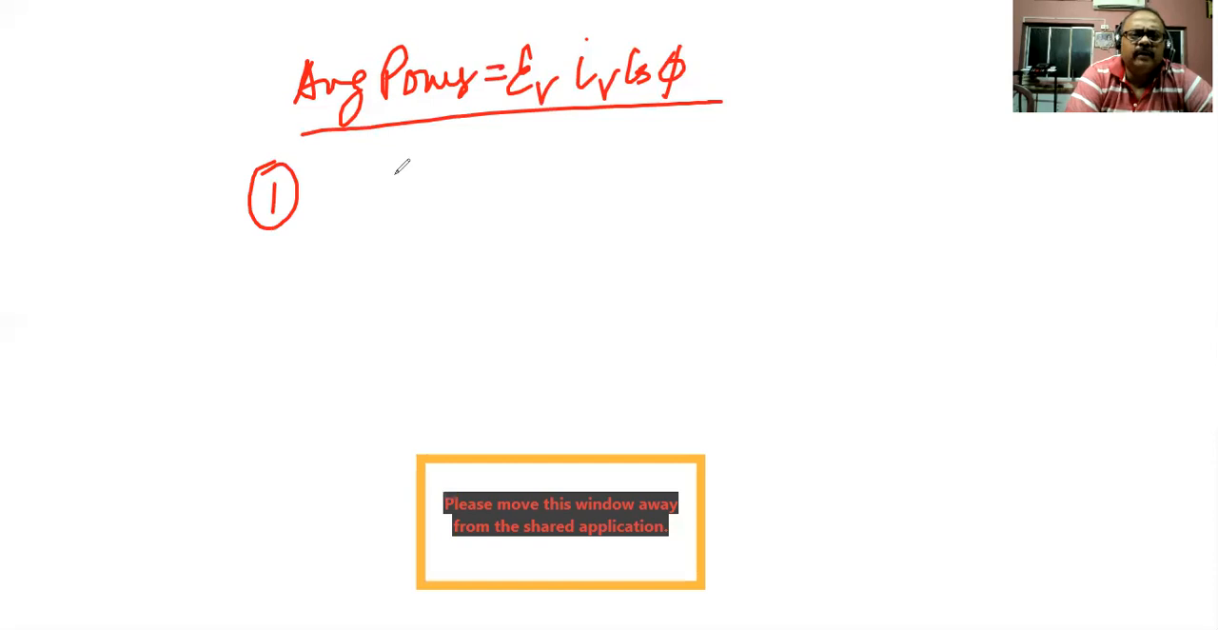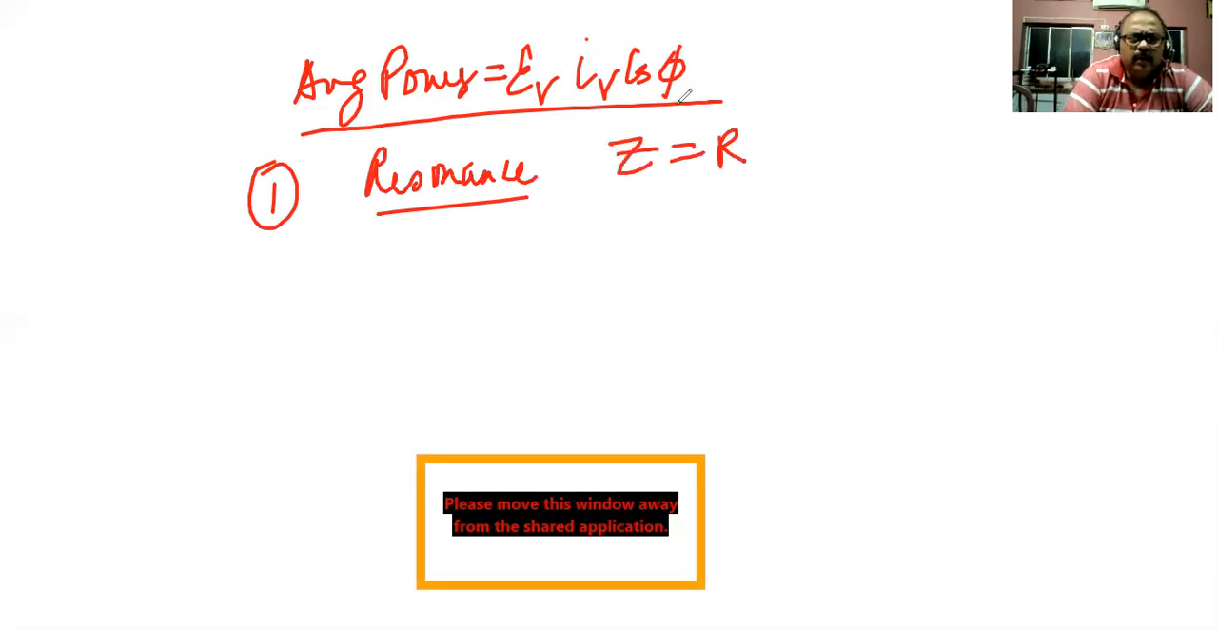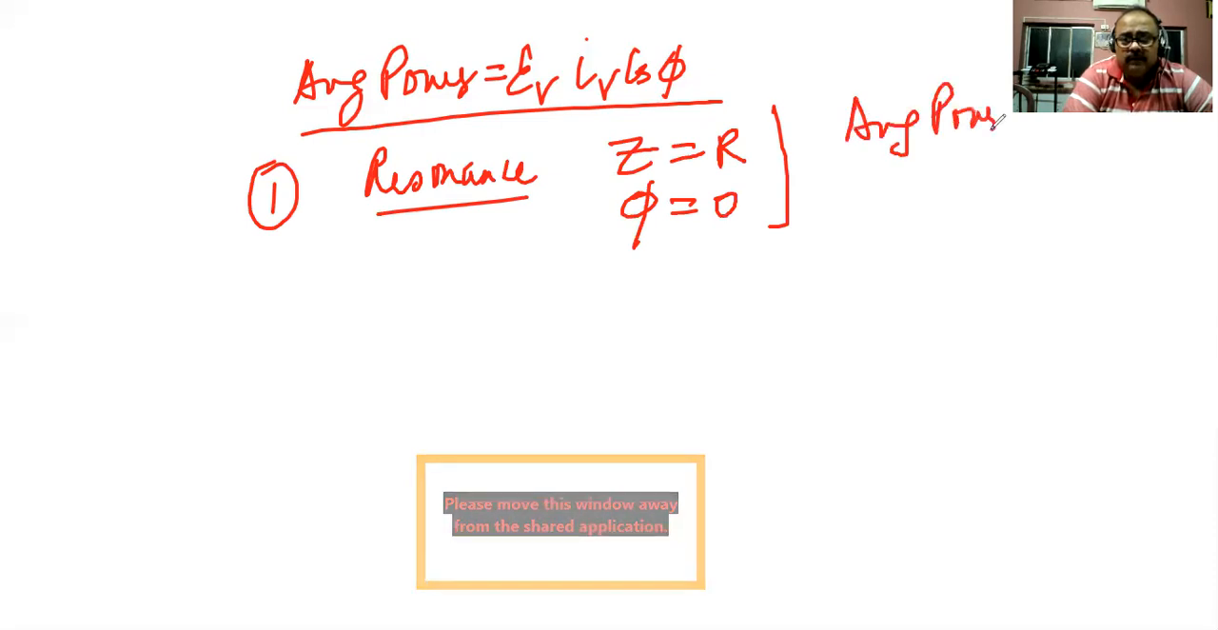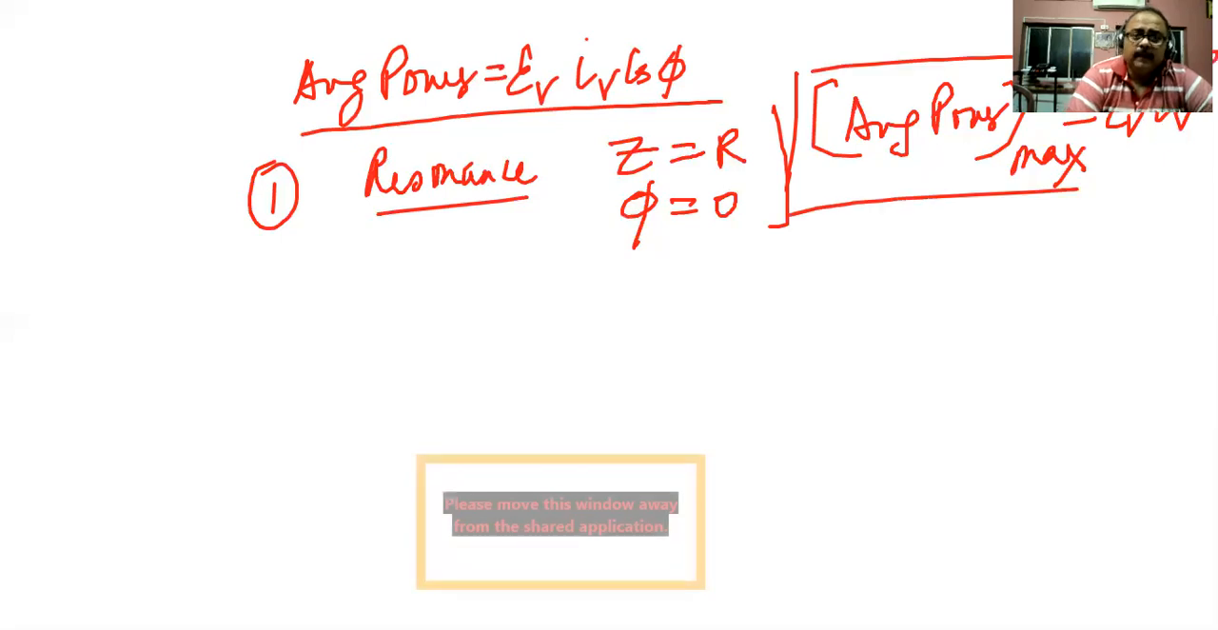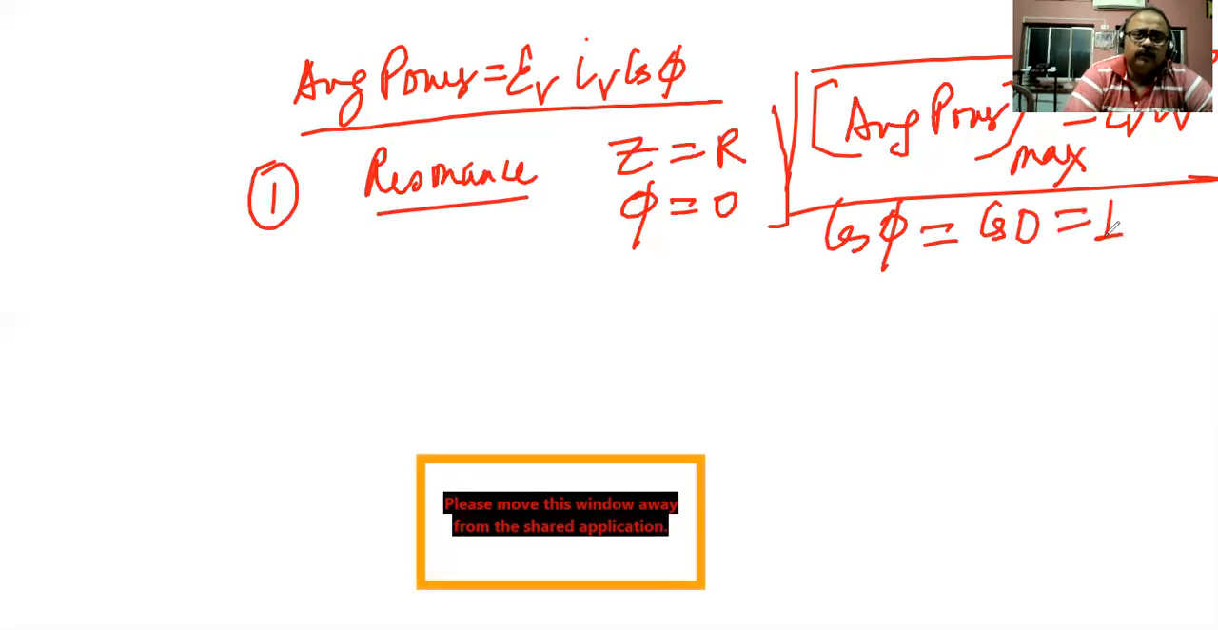Now I will consider three cases. Number one, under resonating condition, under resonance, what shall be there? What is the value of Z? Z equals R. And you know that under resonant condition phi, that is phasor angle, is equal to 0. So average power in this case is maximum, very, very important. Average power under resonant condition is equal to EV into IV, and that is maximum. And the power factor cos phi is equal to cos 0 equals 1. So children, please do remember, under resonance condition, the power factor is equal to 1.